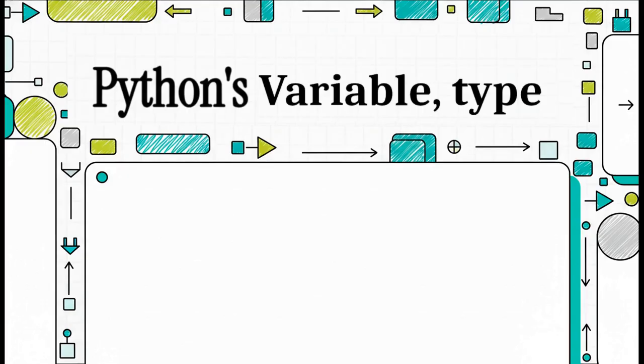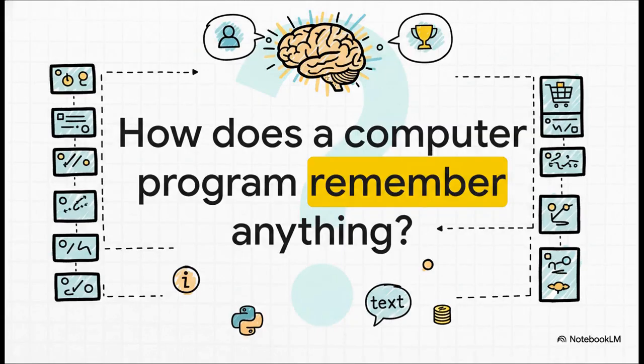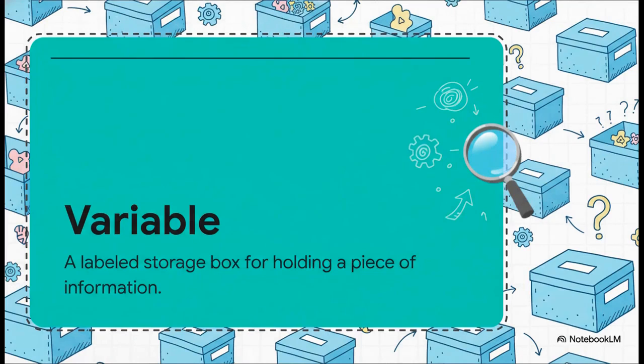So think about it. Any app, any website, any game you play, how does it remember your name or your high score or what you left in your shopping cart last week? It's not magic, right? It needs some kind of system, a way to actually store and retrieve all that information. And that system is built on one simple concept, a variable.